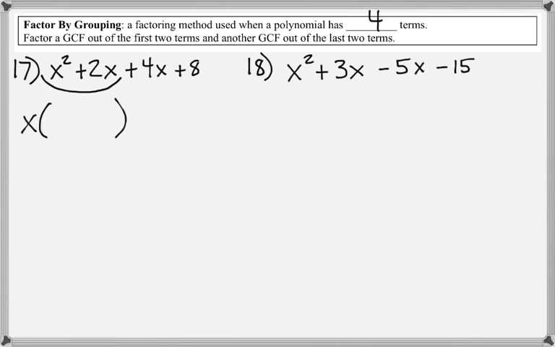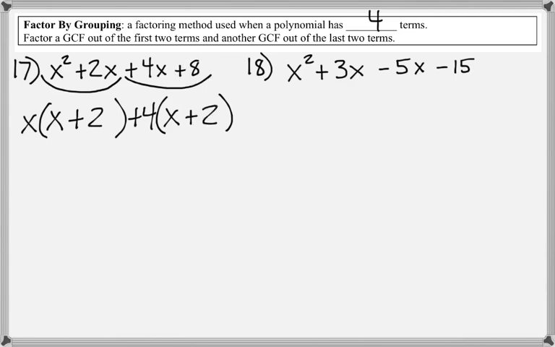If you take an x out of an x squared, that leaves you with an x left. If you take an x out of the 2x, that just leaves you with a plus 2 and no x's. Then let's look at our second two terms. I can take a 4 out of those because 4 divides evenly into both 4x and 8. What's left over? Well, we took the 4 out of the 4x, so I just have an x left over. And if you divide 8 by 4, you get plus 2.